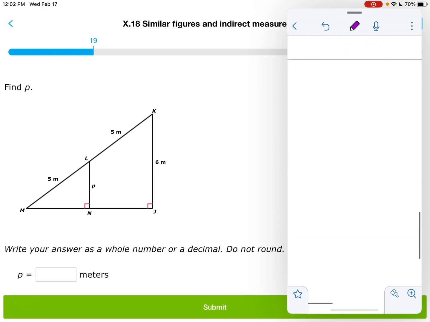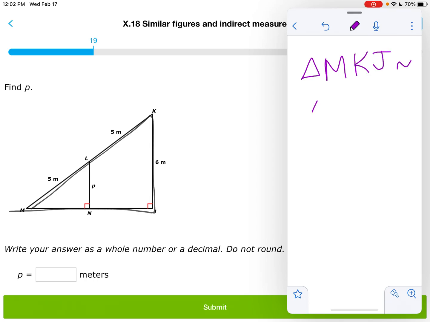Awesome, let's practice this next one. This time we need to find letter P. Okay, so let's just write what triangles are similar. So we have triangle MKJ, the big one. And that triangle is similar to triangle MLN, okay, the littler one. So now that we have that written out, I think that makes it pretty easy for us.